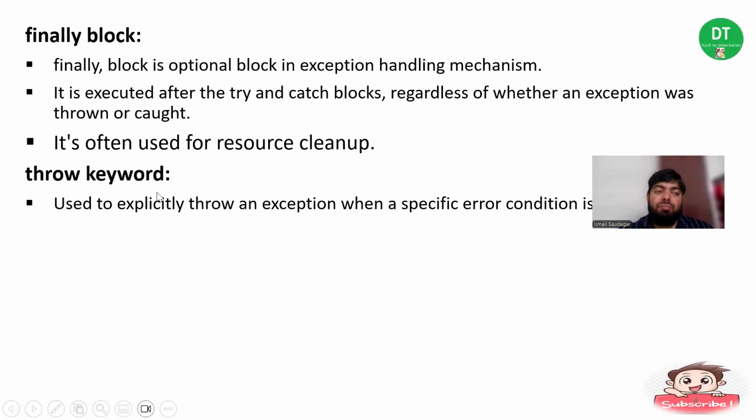Throw keyword. The try-catch mechanism also has the throw keyword. Suppose I want to throw a customized exception. I don't want it to be thrown automatically by the application and caught by the catch block, but in a particular condition I want to throw an exception. In that case we use the throw keyword.